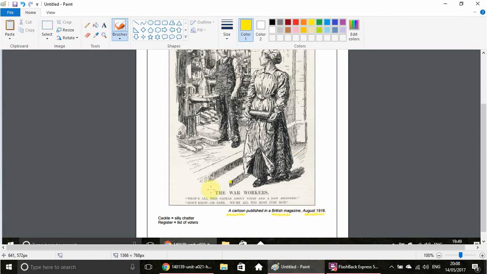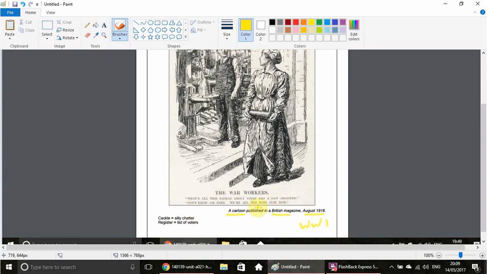And then we need to look at the source carefully to work out the purpose. Before we do anything else, we know that it's going to have a focus on World War I because obviously it's from 1916 and the dates of World War I go 1914 to 1918. You also know that she's a war worker because of what it says.